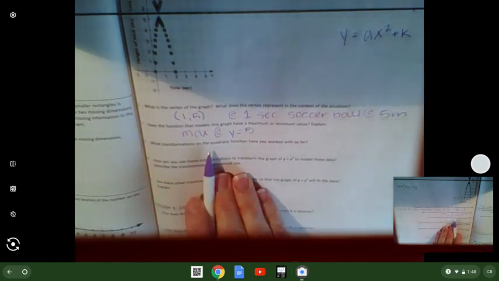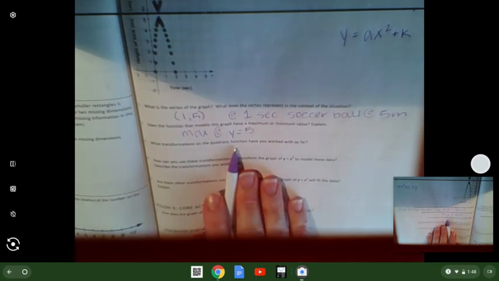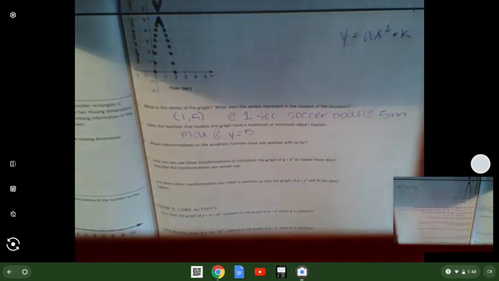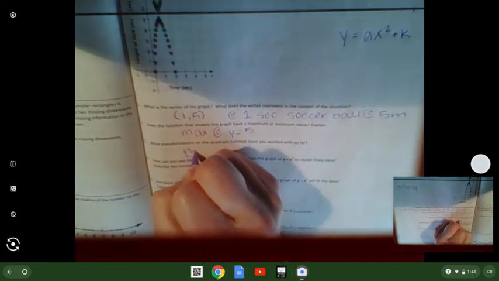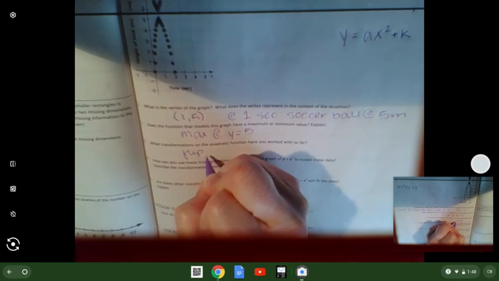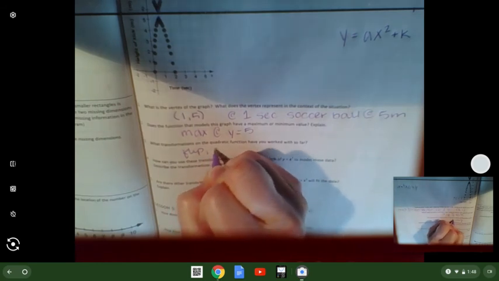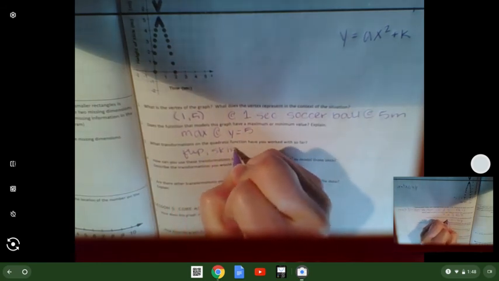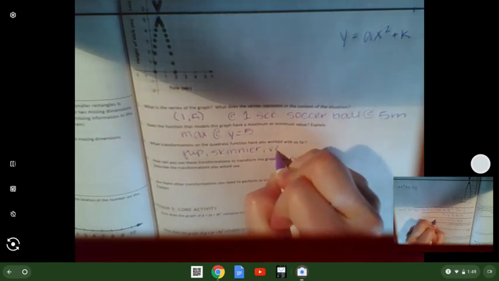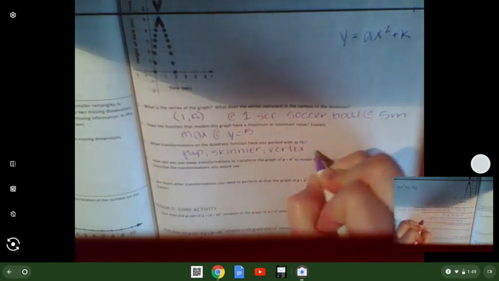So what transformations on this quadratic function have you worked on so far? How is this different than the parent function, this basic parabola we wrote up and drew up in the top right corner? Well, one, it's flipped. It opens down. We've talked about that. I would say that this one is most likely skinnier or narrower than the normal graph. Also, I would say the vertex has moved up.